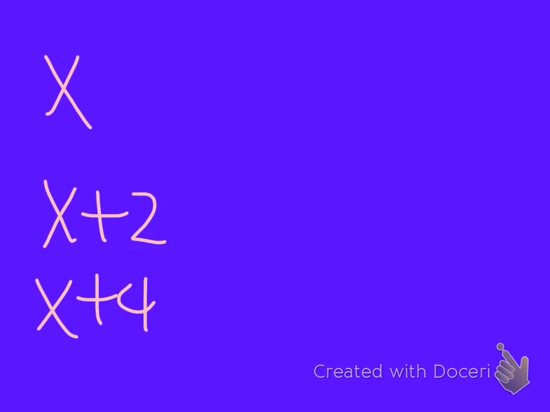Then the sum of the first and last of 3 consecutive integers. Wait, that's a different one. What if we had the sum? What do we do with the sum of all these? It says it is 120.